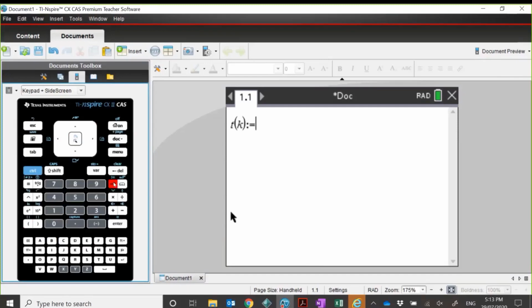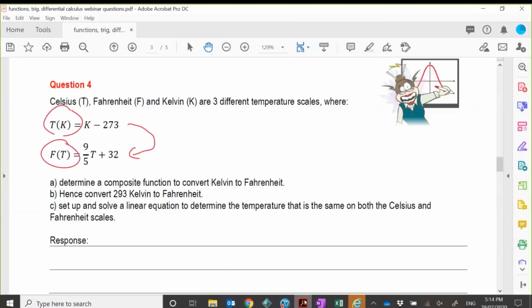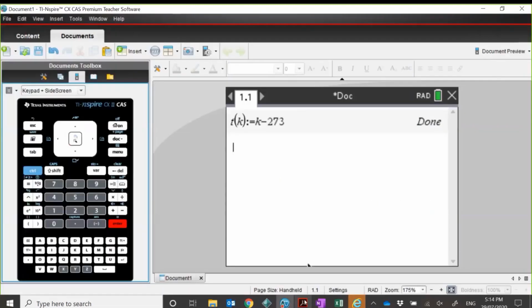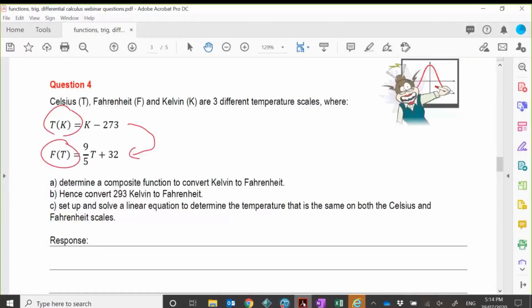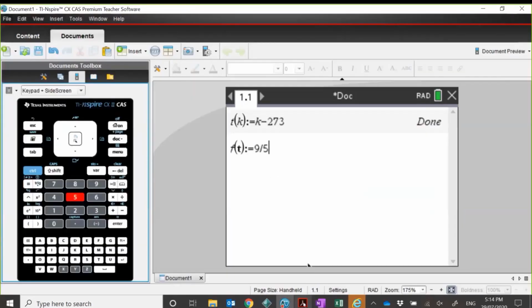So T(K) is defined to be equal to, and our formula was K take 273. So K minus 273, and that locks it in. We're going to do exactly the same for your Fahrenheit formula, F of T. So F evaluated at T, defined to be equal to 9/5 T plus 32. So 9 over 5 multiplied by T plus 32. And again, that is locked in.